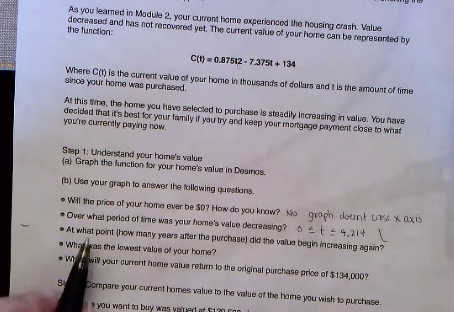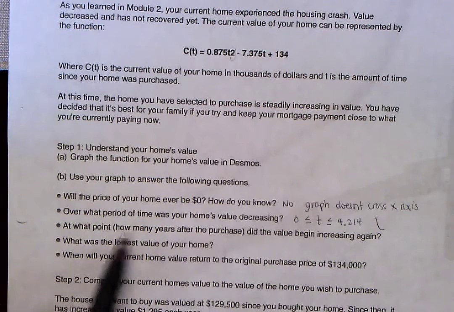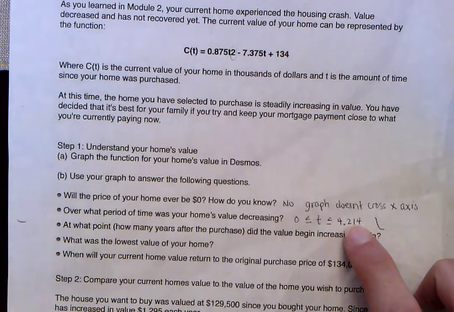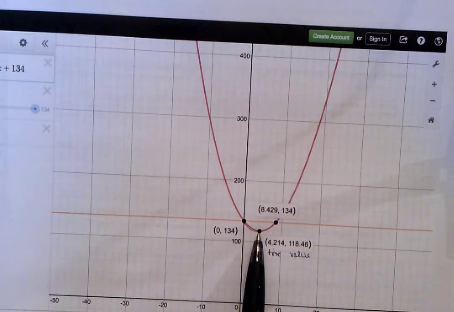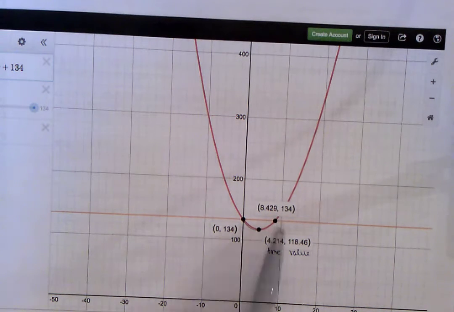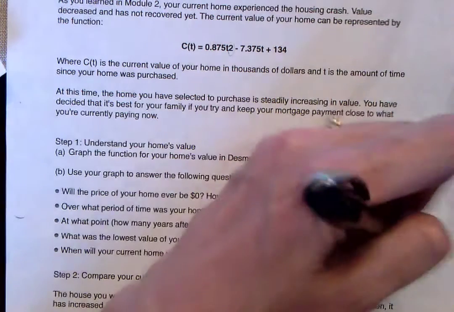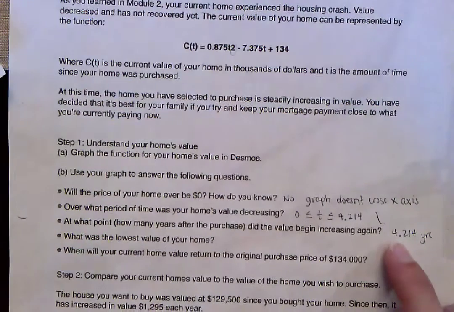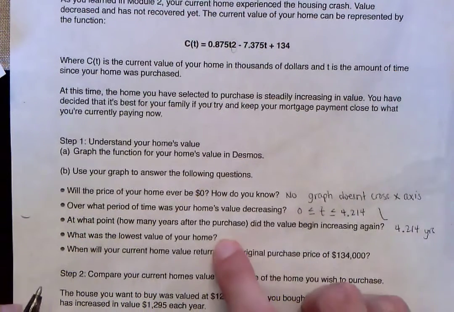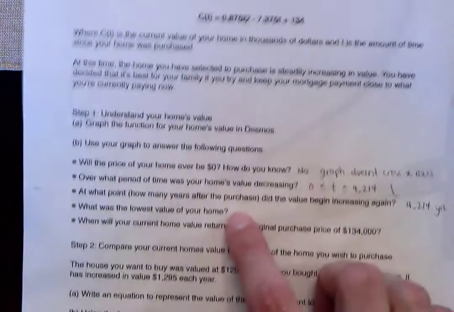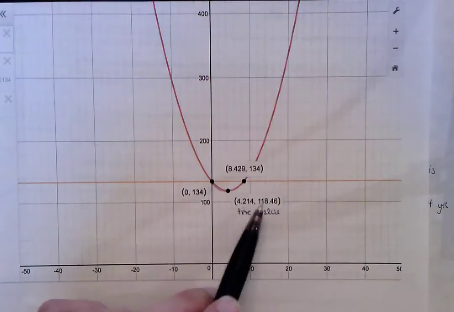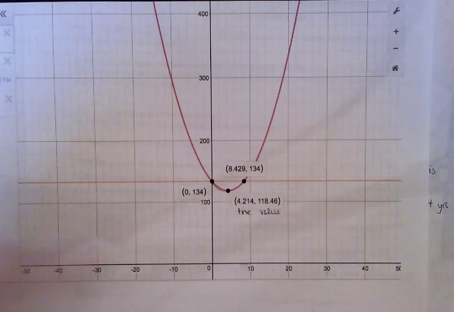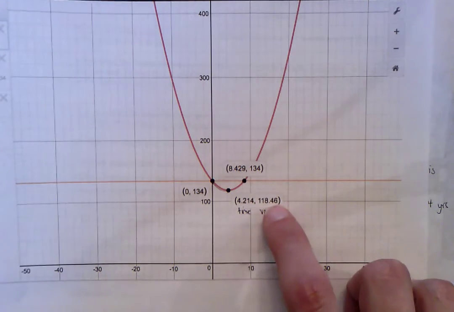At one point, how many years after the purchase did the value begin to increase again? Well, it was that point right there, 4.214. You can kind of see, after 4.214 years, it starts to go back up. So we say 4.214 years. It's going to go back up. And the lowest value of the home was the y value of that point. If we look back at the graph again, that was the value at this point: $118,000 basically, but we can write the specific number, 118.460.